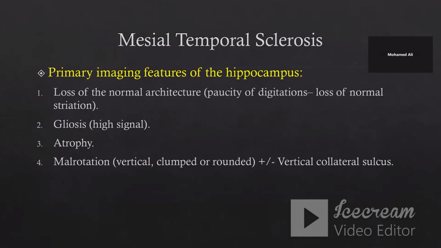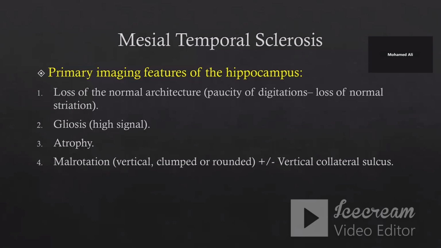for mesial temporal sclerosis. Also, if we are scanning the patient in a higher field MR scanner, sometimes we can detect striations in the hippocampus, alternating gray and dark lines, especially in the hippocampal head. But if we have loss of this normal striation, it is considered one of the imaging features of mesial temporal sclerosis. Also, if we have gliosis of the hippocampus, this can display high signal intensity in T2 and FLAIR images.